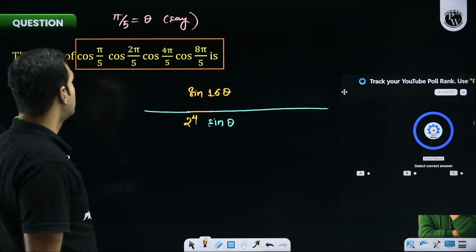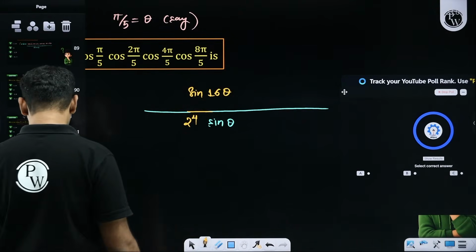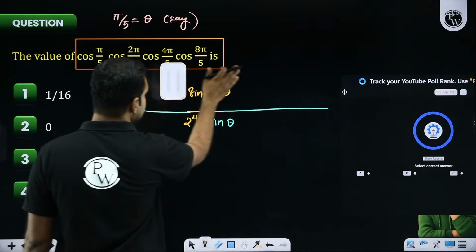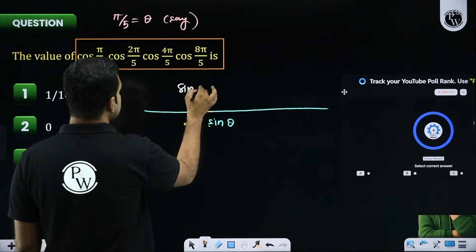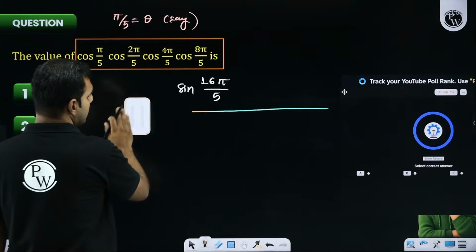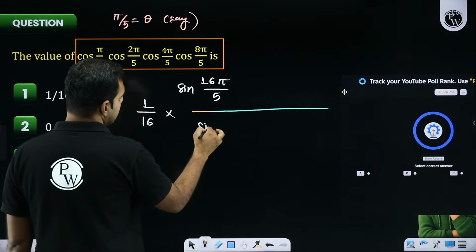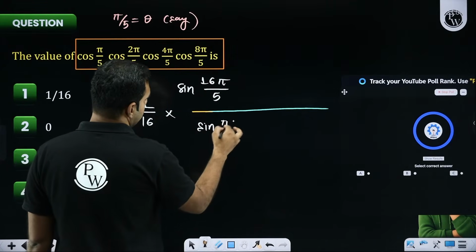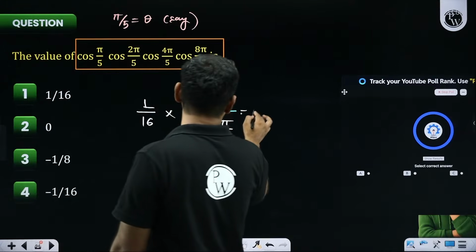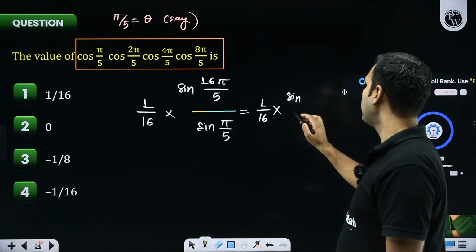So now what do we do? What was theta? Sir, pi by 5. So let me substitute that value this time. What happens here is sin 16 pi by 5. 2 to the power 4 is clearly 16, so I'll just keep this 1 by 16 outside, and that sin theta is sin pi by 5. Everyone comfortable with whatever I'm suggesting? So 1 by 16 I'll keep like this, times sin 16 pi by 5.